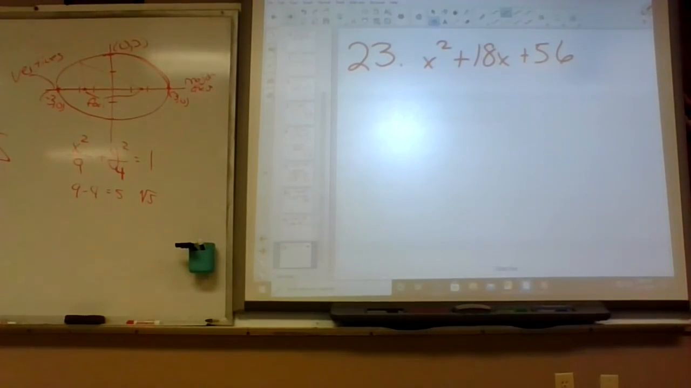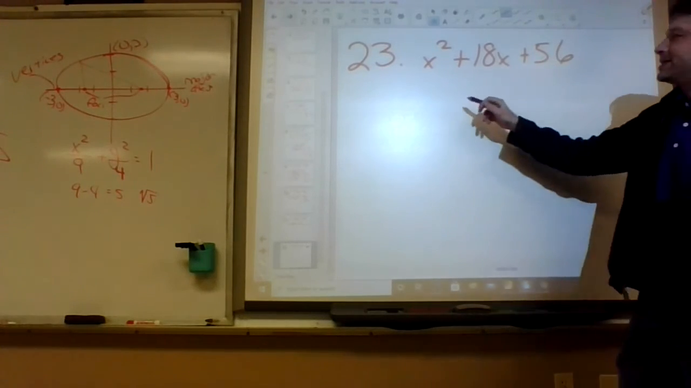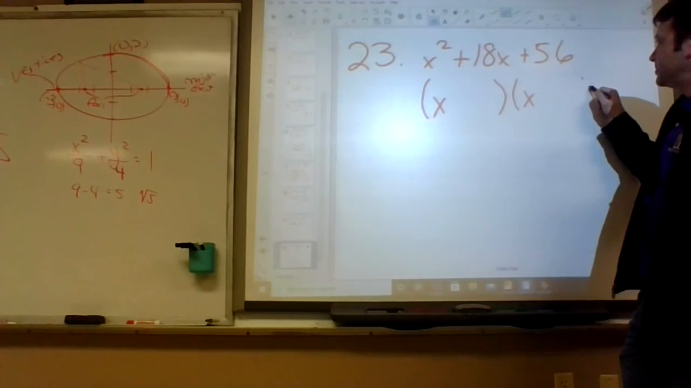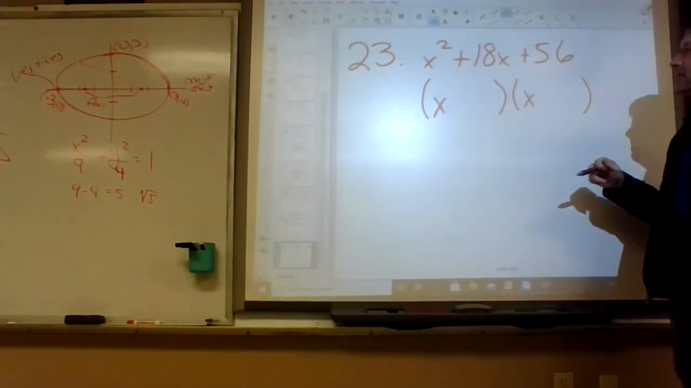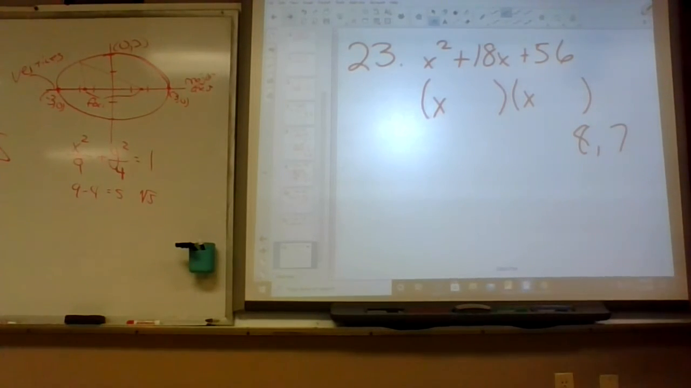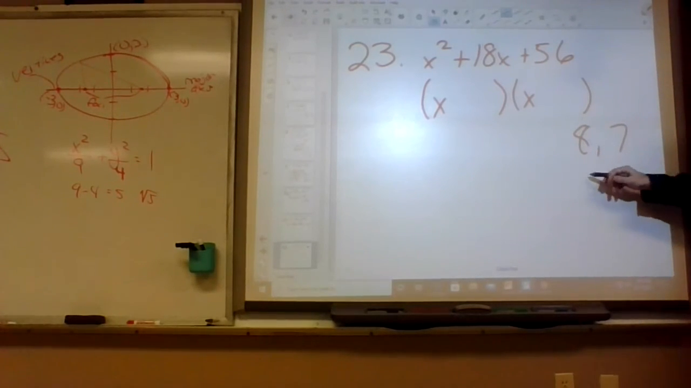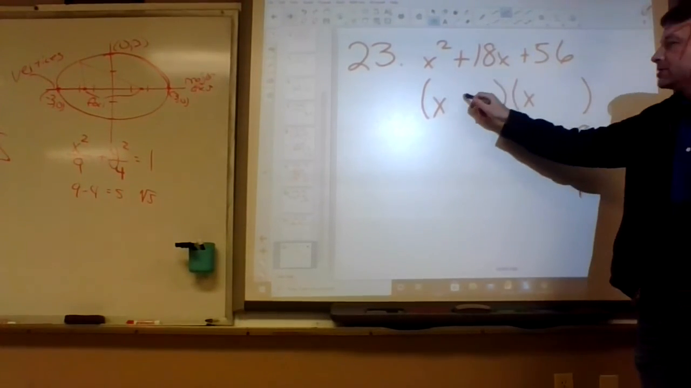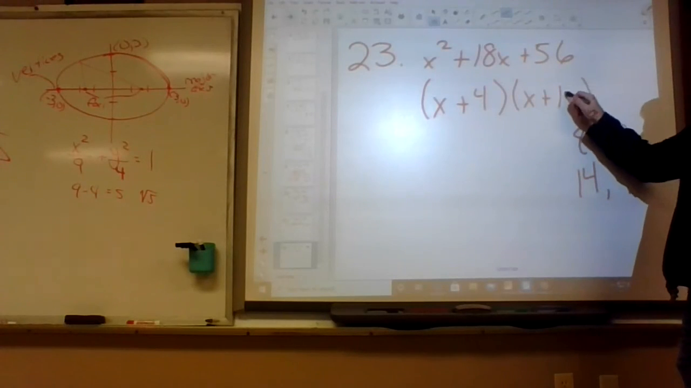Okay, now we're ready. What goes into 56? This might be a trick. 9 and 6 doesn't work. 8 and 7, does that add up to 18? No. 2 and 28. You could do 14 and 4. Somebody found it. 14 and 4. Does that add up to 18? Yes, it does. It's 4 and 14.